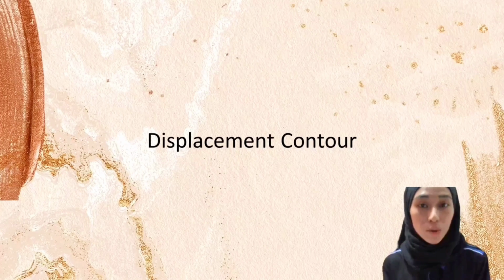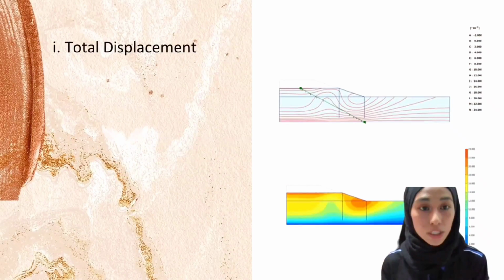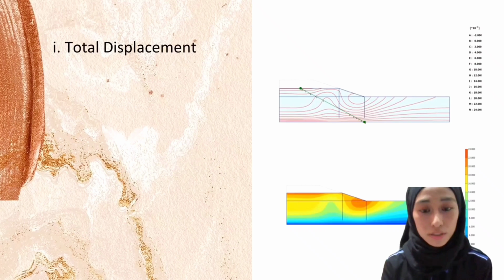As for displacement contour, it shows the movement of soil. And as you can see next, which is the total displacement, the first image is the contour lines and the second is shadings. As you can see at the bottom, there are blue color shades, and the blue color usually shows the deformed finite element model.